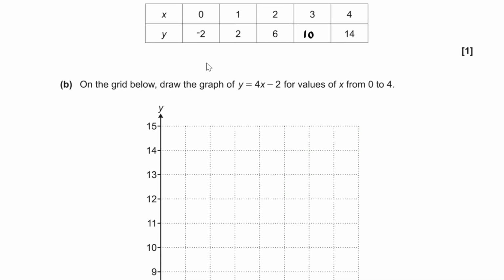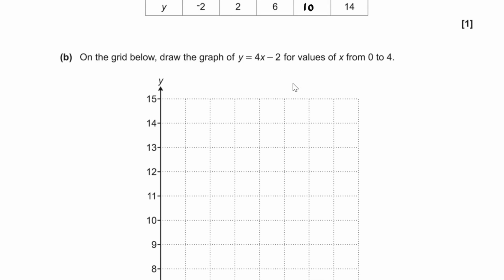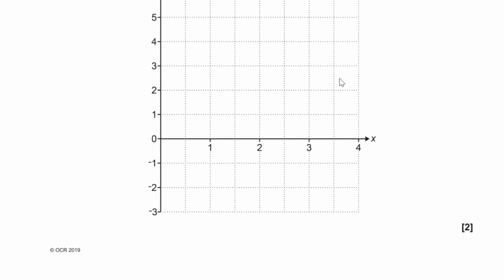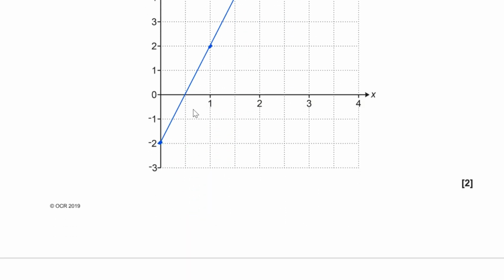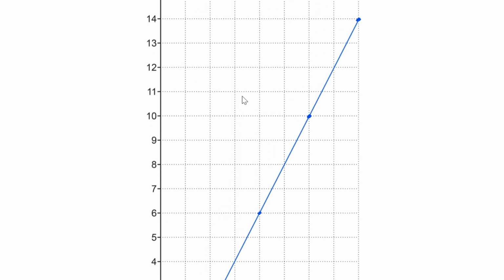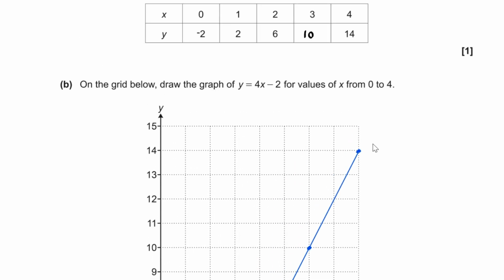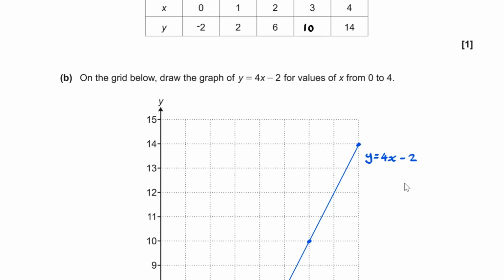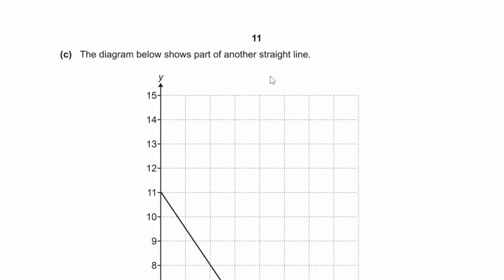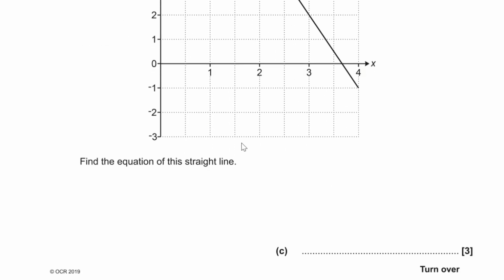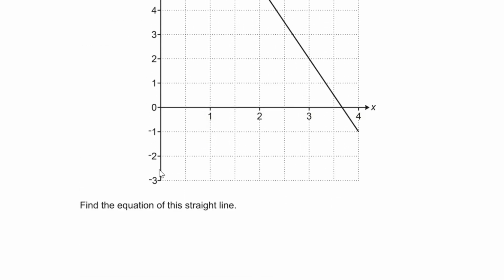And now for part B, we have to draw the graph of y equals 4x minus 2 between values of x from 0 to 4. So for part B, plotting these points and then joining up with a straight line, because we've got a linear graph, you can see here we've got y equals 4x minus 2. And then for part C, the diagram below shows part of another straight line, that's what we see here, and we have to find an equation for this straight line.